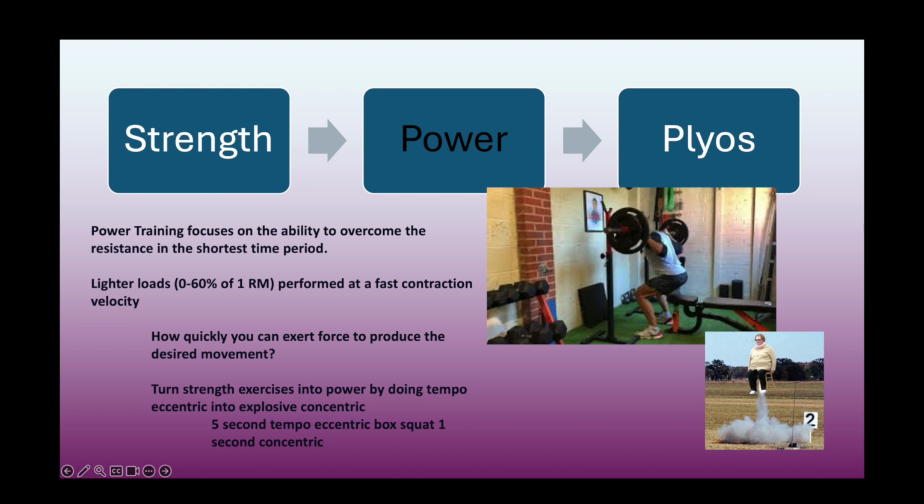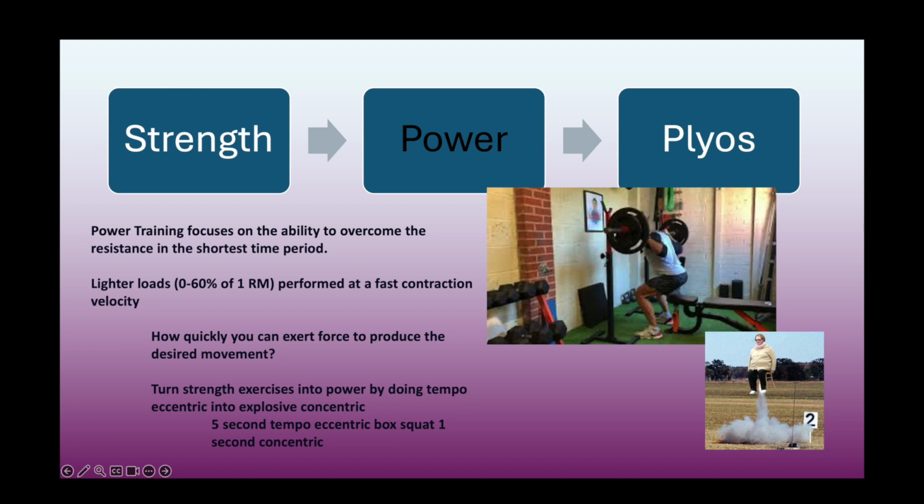An example of this, sorry, I forgot about that picture I put in there, is a tempo box squat. So you can do a 5-second eccentric into an explosive 1-second concentric. Just working on that fast contraction rate. If they can't tolerate plyometrics, they might be able to tolerate an exercise like that.